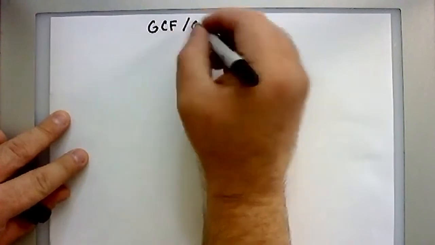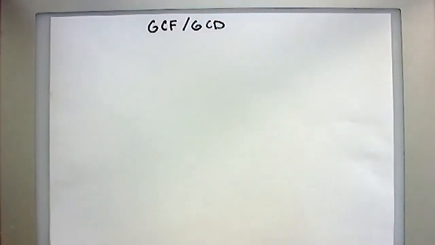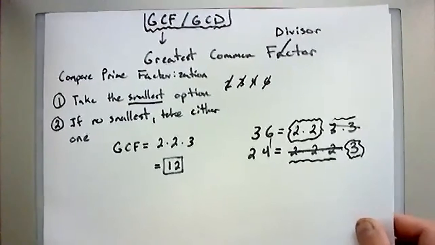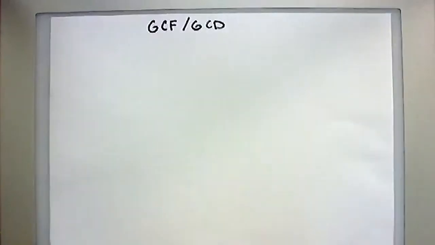Greatest common factor or greatest common divisor. It is the same thing. Whichever one helps you remember it better. I actually like greatest common divisor a little bit better because divisor helps me remember that I'm taking the smaller number. Just remember the steps. I'm going to throw it up here again. Compare prime factorizations. Take the smallest option. And if there is no smallest, we'll take either one, but we'll get to that in a second.